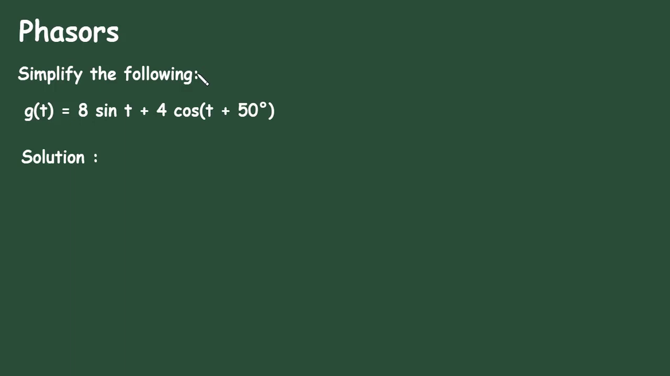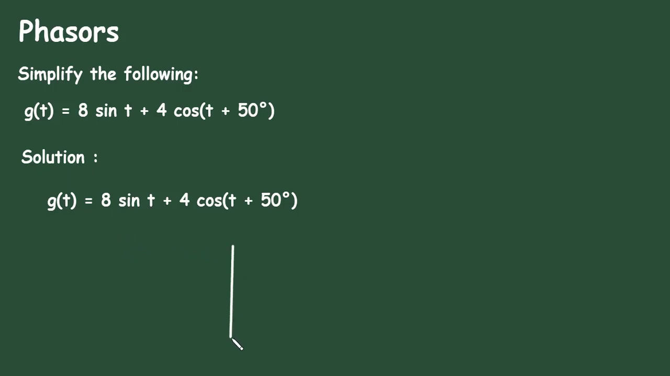In this video, we will see an example on phasors. So here we have to simplify the following solution. First of all, we will convert this into standard form. Here this is given in sinusoid form or sine form, so we have to convert this into cosine form.